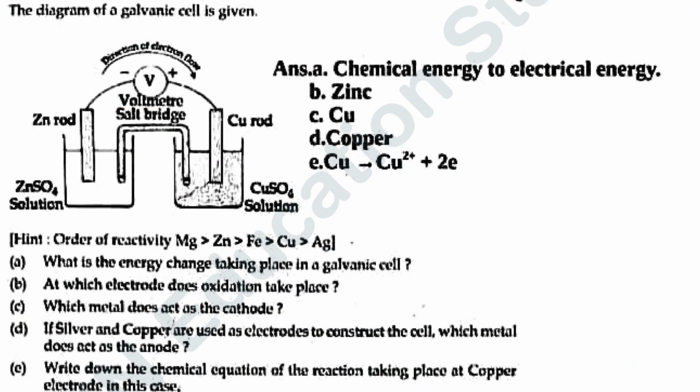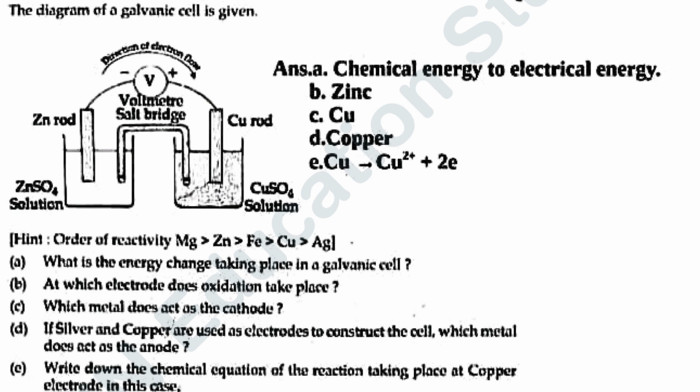Next question. The diagram of a galvanic cell is given below. First question. What is the energy change taking place in a galvanic cell? Answer is chemical energy to electrical energy. Next question. At which electrode does oxidation take place? Answer is zinc. Next question. Which metal does act as a cathode? Answer is copper.